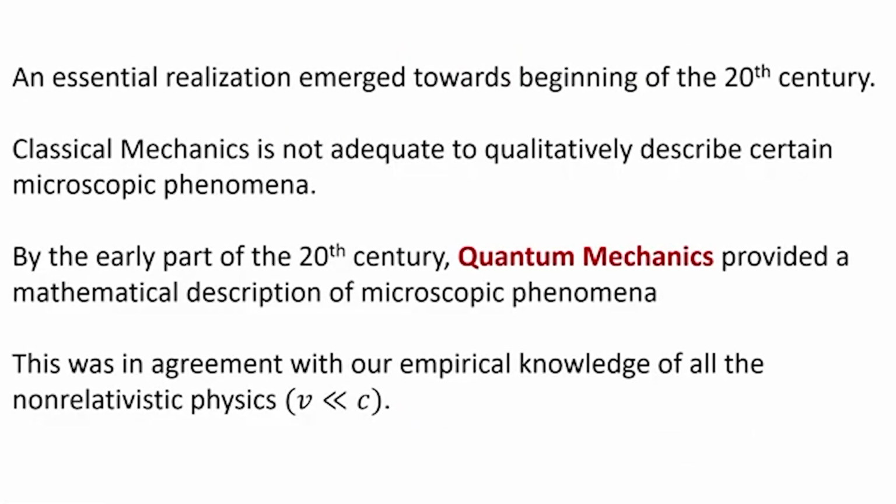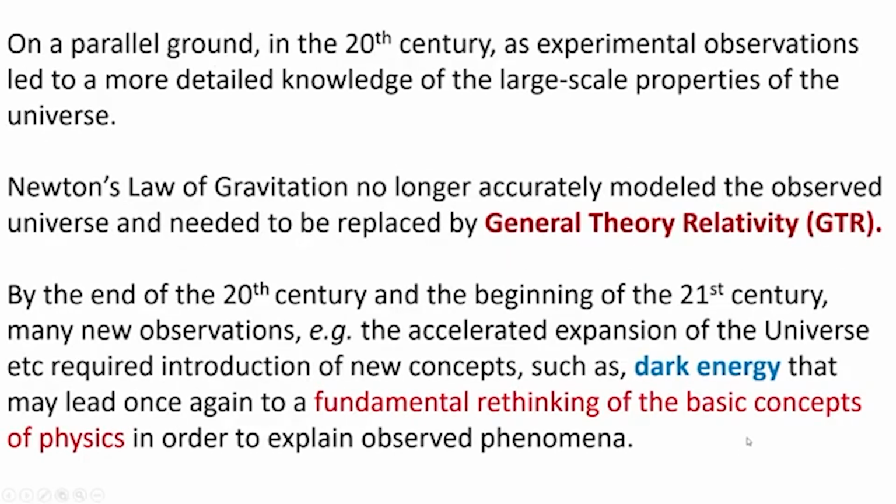An essential realization emerged towards the beginning of the 20th century, when quantum mechanics was developed, and classical mechanics was found to be inadequate to qualitatively describe most of the microscopic phenomena that we come across. So, by the early part of the 20th century, quantum mechanics provided a mathematical description of the microscopic phenomena. This was in agreement with our empirical knowledge of all the non-relativistic physics, which are found to be valid for velocities which are much lesser than the speed of light, which is denoted by c.